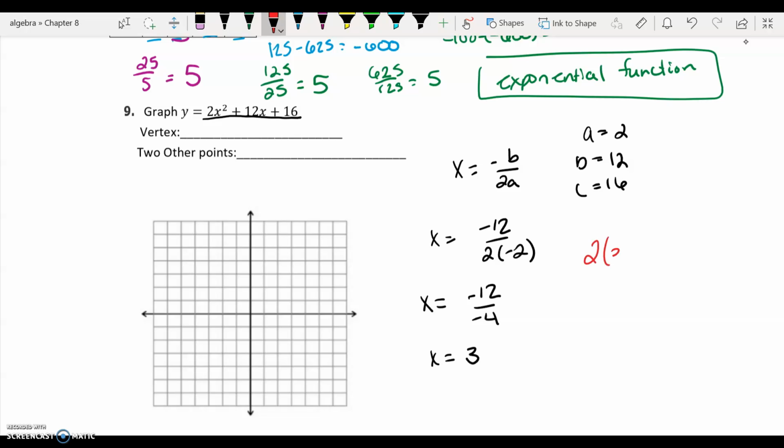So I'm going to take 2 times 3 squared plus 12 times 3 plus 16. So 2 times 9 would be 18 plus 36 plus 16.